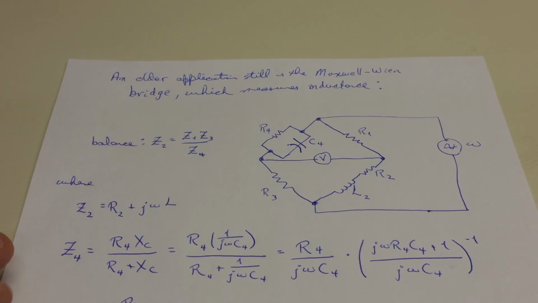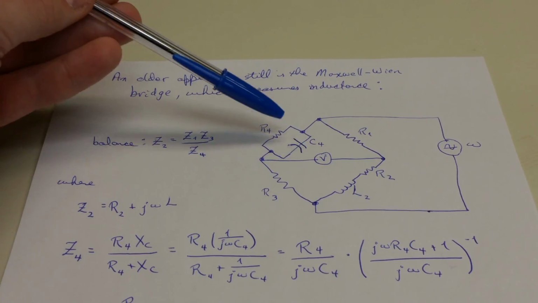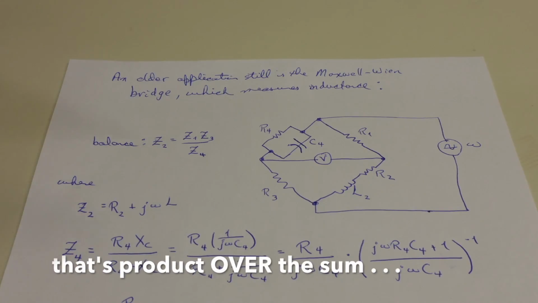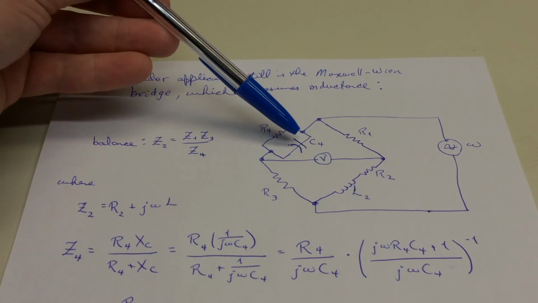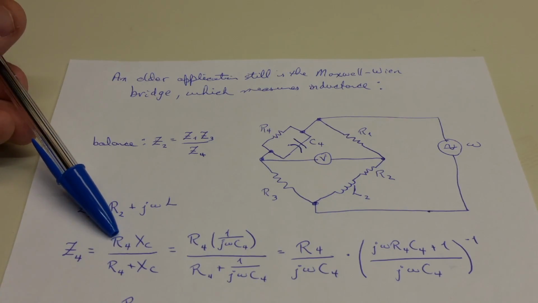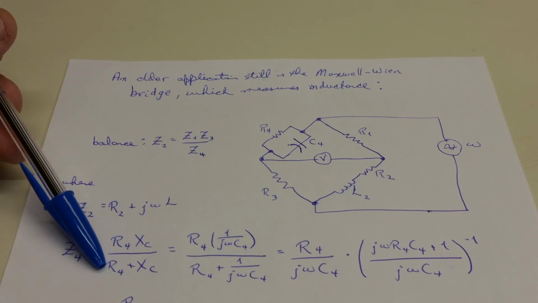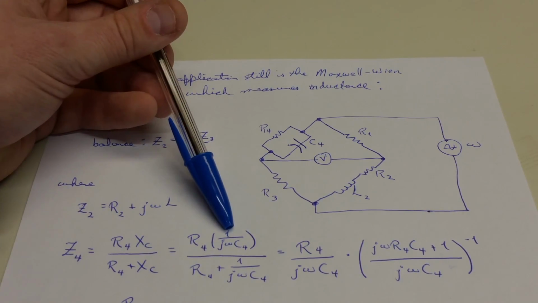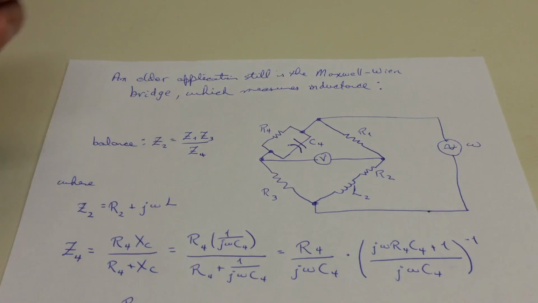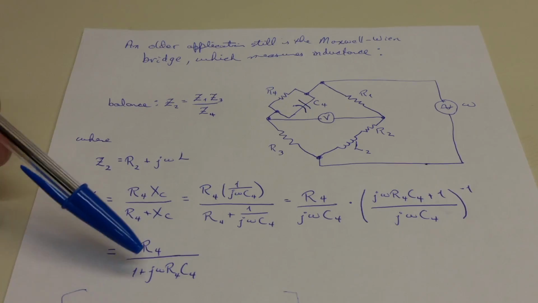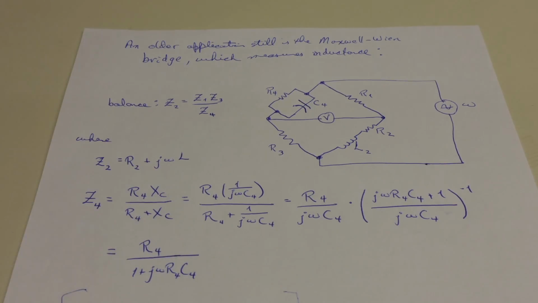This branch might seem a little bit less benign, but it's not. We know how to combine resistors in parallel. That's just the product over the sum. Only here we're trying to combine a resistance and a capacitive reactance. And so those combine in exactly the same way. So this is going to be R4 times X_C over R4 plus X_C. X_C is 1 over jωC. And so you can work all that out, and you will find out that Z4 is just R4 over 1 plus jωR4C. All right.